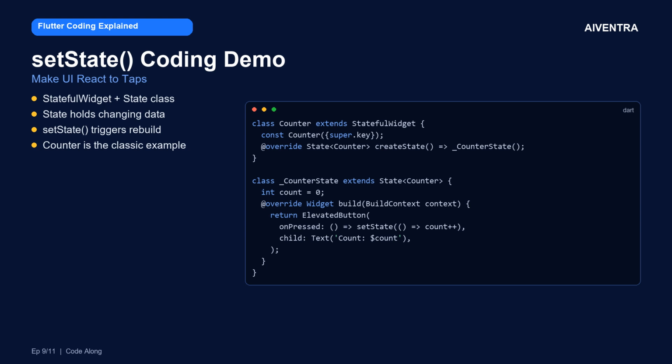Type this exact code in your app. Put Counter in the body of a Scaffold. Tap the button and watch the number increase. That is your app coming alive.